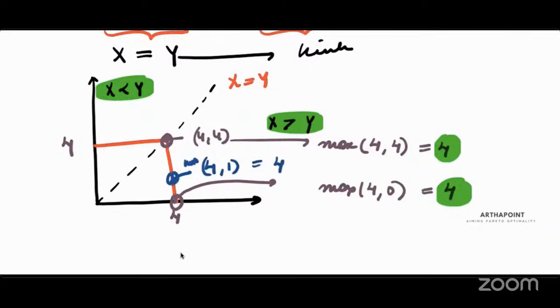So this point also gives you the same utility as this point and this point. This point is y is 4, x is 0. Again, I have to find max of 0 and 4, which is 4. So all these points give you the same level of utility. And because they give you the same level of utility, they have to be on the same indifference curve. That is why you get this as your indifference curve.